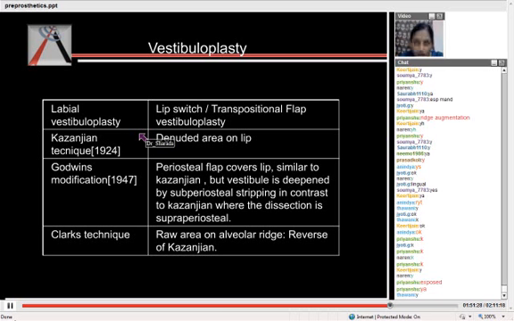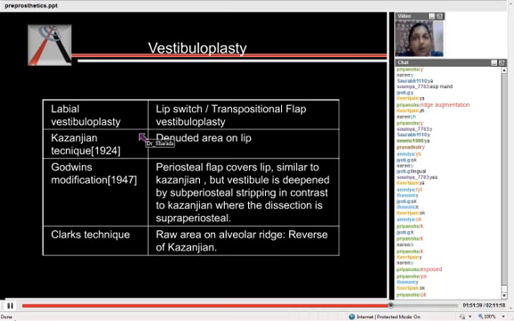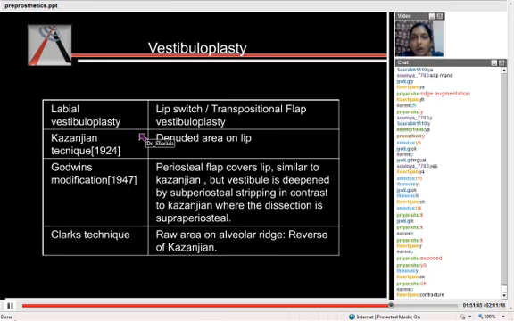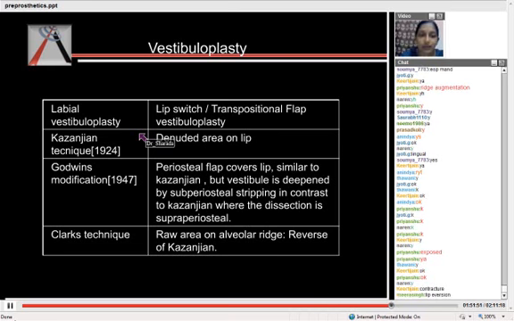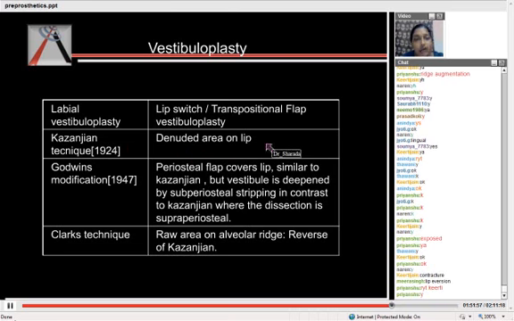Thinking that it would undergo secondary healing with granulation tissue, the long-term result turned out to be very poor. Imagine the lower lip undergoing secondary intention healing: a lot of granulation tissue, and it heals by scarring. So the movement of the lower lip is going to be affected, and you're going to have a contracture. That was why it was discarded. No one does it now, because he left the denuded area on the lip.